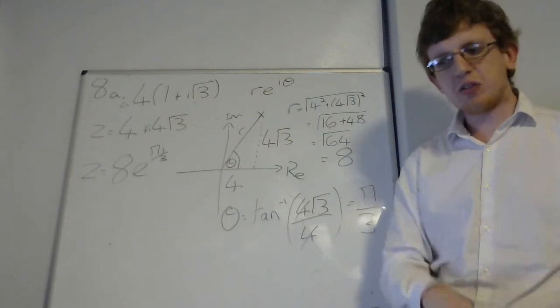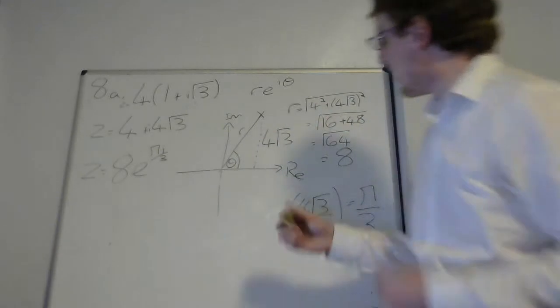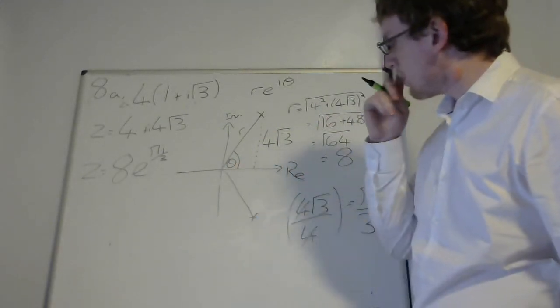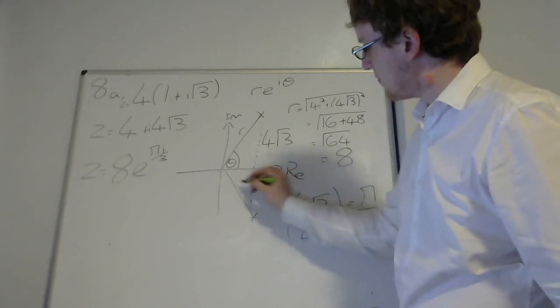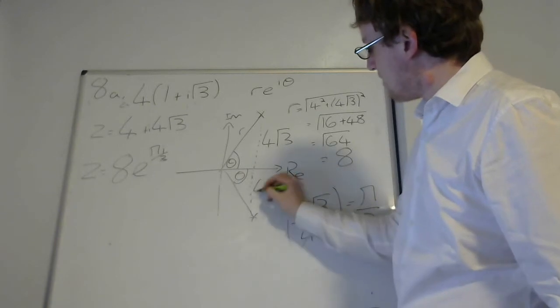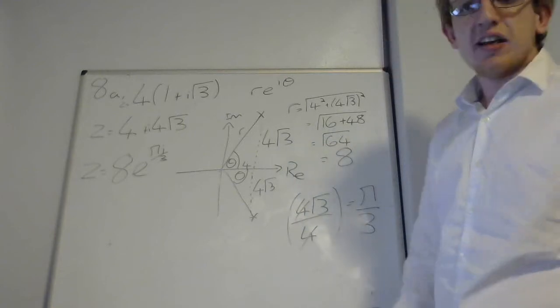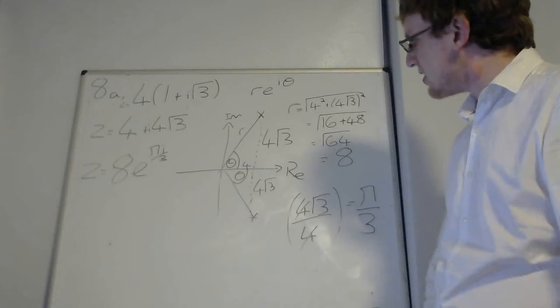I'm going to ask you to do the next one yourself, but I will just tell you one thing. The next one is 4 minus i 4 root 3. So the next one will be down here. Actually, it's going to be quite easy to just say what it is, because this length is the same, 4 root 3, and this length is the same, 4. So the modulus is going to be the same, it's going to be 8.